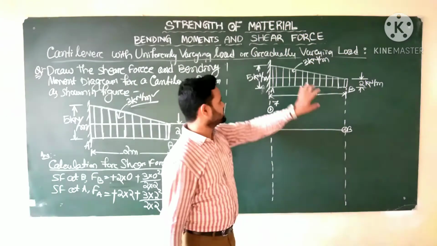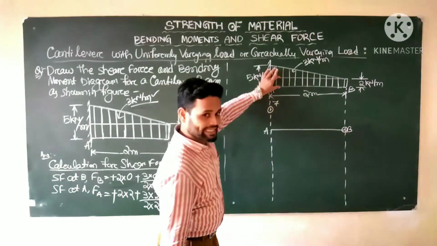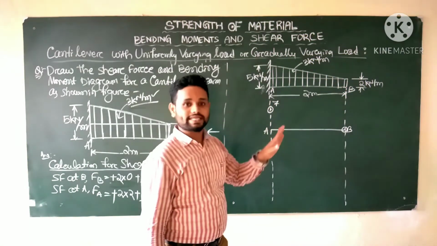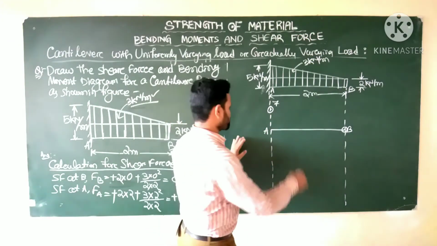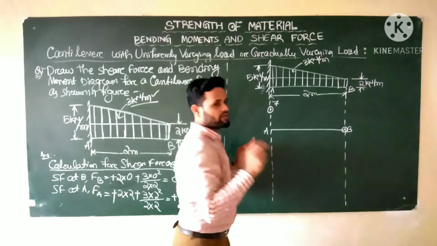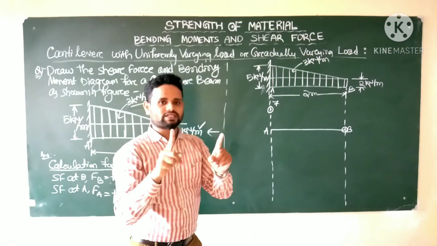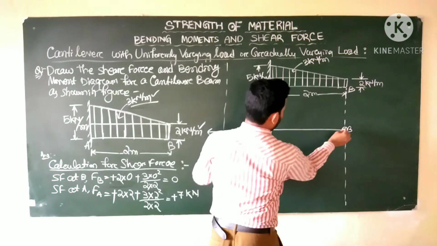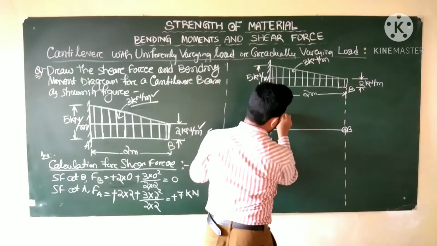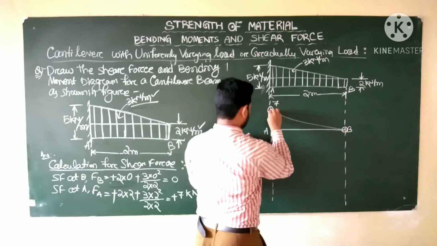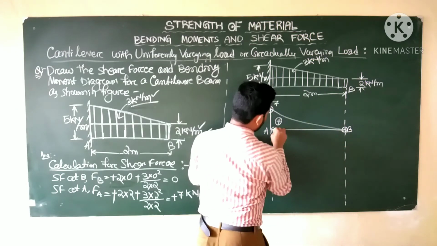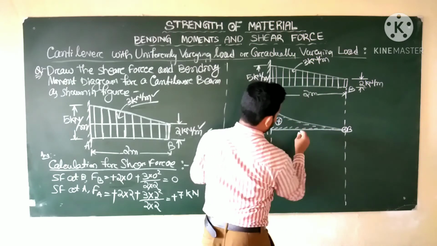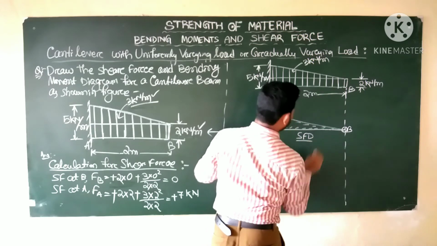Now we will see there is a UDL there and a UVL is also there. Here, totally we will consider this as a UVL, uniformly varying load. So for a UVL between 2 points, the shear force line is a parabolic curve. So from B to A, we will join it by a parabolic curve. Put the plus sign and make hatching lines here. This is the shear force diagram.